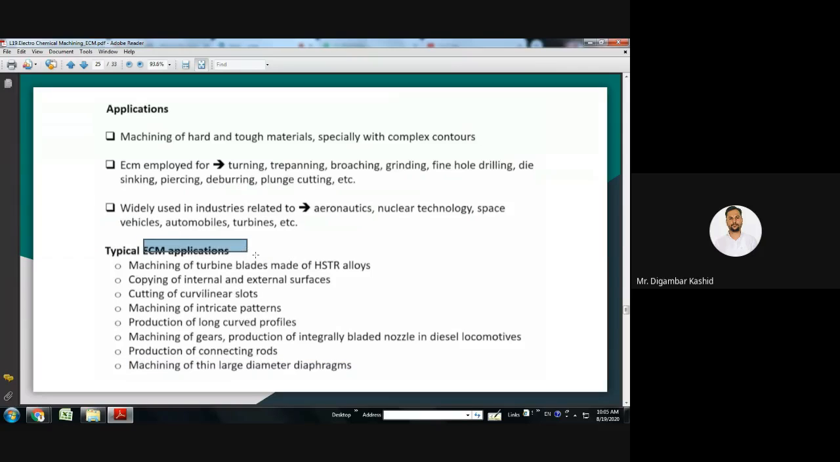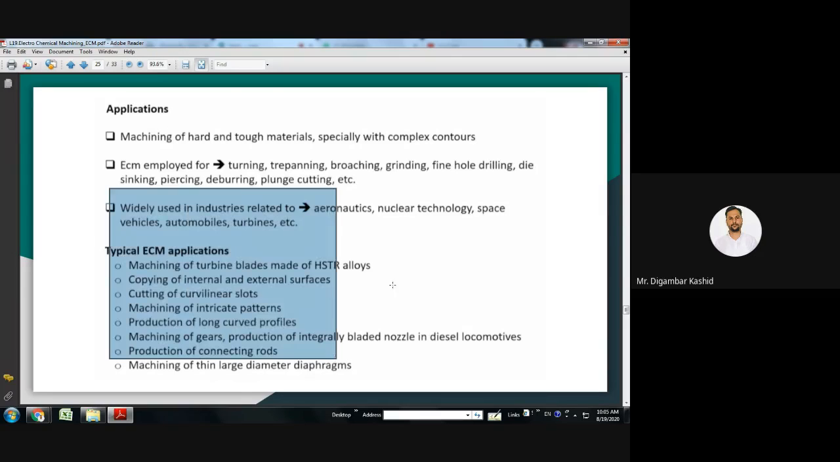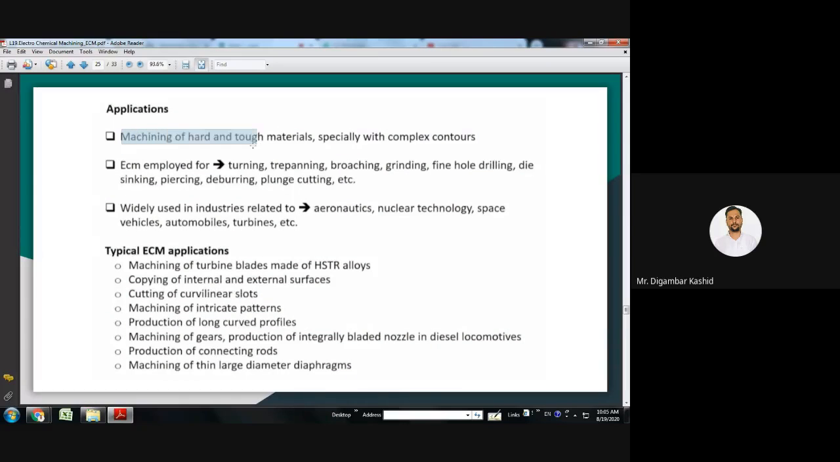So these are some applications, and this process has also attracted maximum attention for the machining of hard and tough materials, especially with complex contours. That means difficult to machine cavities. So for that purpose also we can use our ECM process.